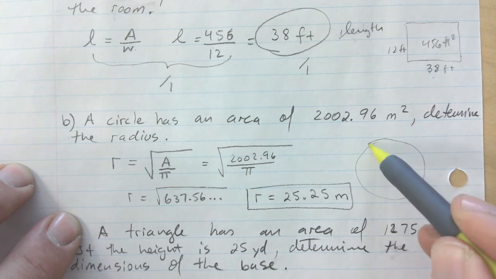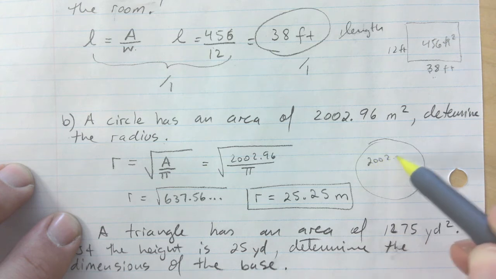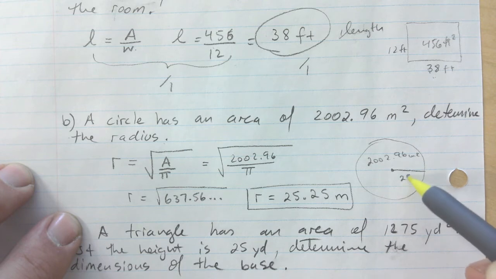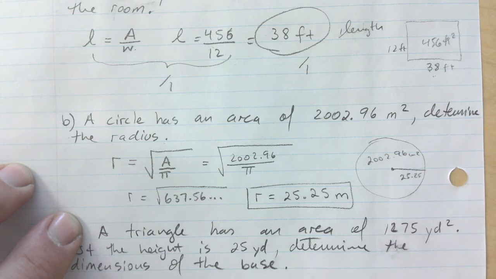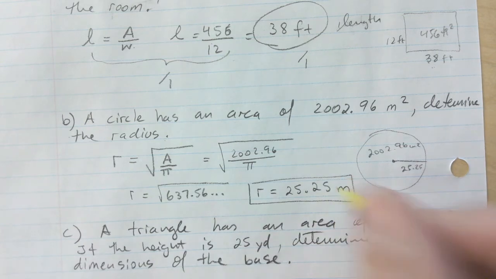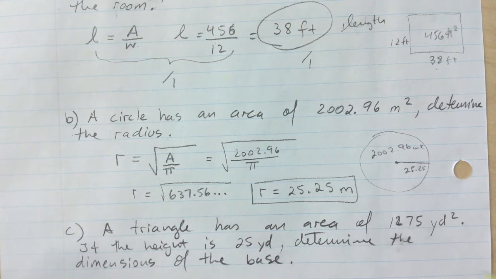Right, so you found a circle that has an area of 2002.96 square meters. Now you found that it would have to have a radius of this to get that area. And you could double check by plugging this into your formula of the area and see if you get it right.